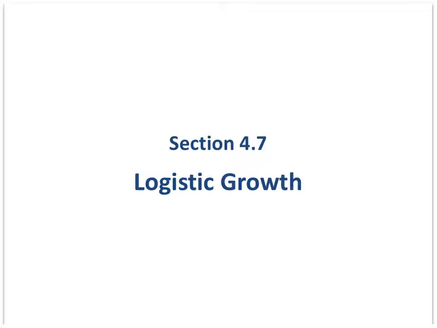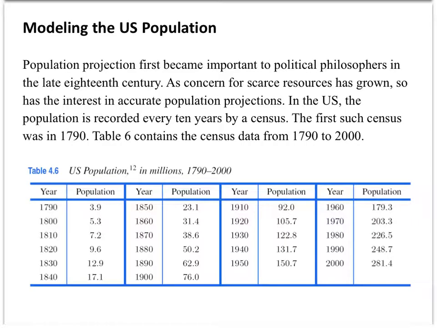Section 7, logistic growth. Population projections first became important to political philosophers. What they're looking at is the population recorded every 10 years. So here's the year, here's the population. The first thing you'd probably want to do is graph it, see what it looks like.